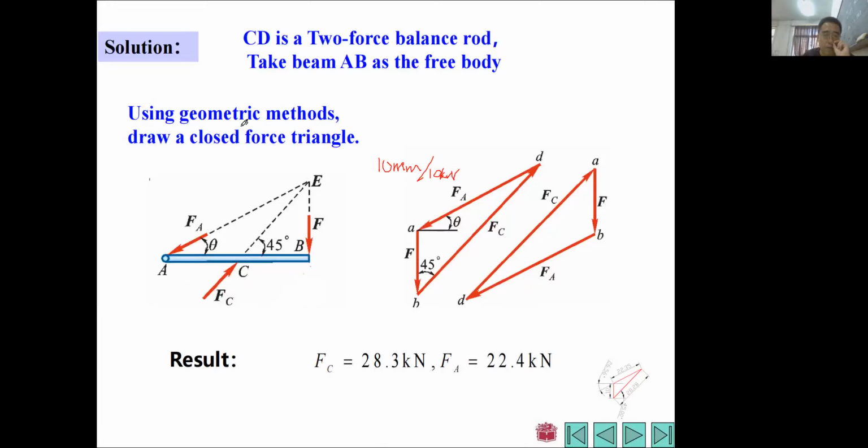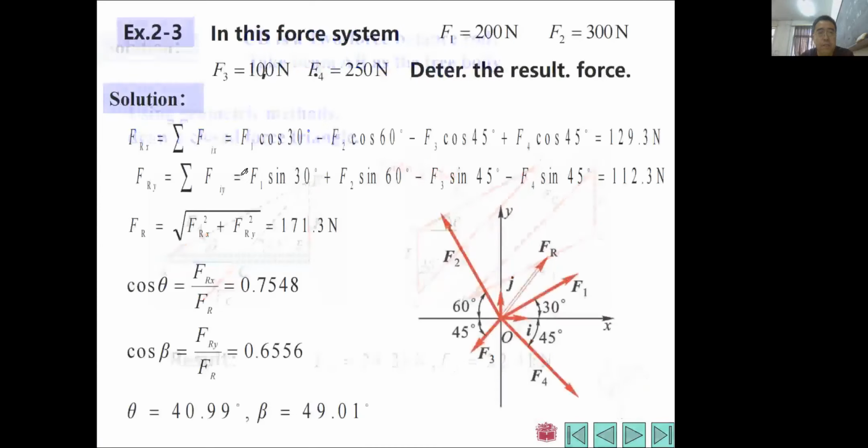But actually we do not use this method very often. In most cases, we will use the so-called analytical method, right? So today we'll continue to do some examples and then we'll move to new sections. In this example, we are talking about our analytical method to find the resultant of a plane concurrent force system. Please see this picture.